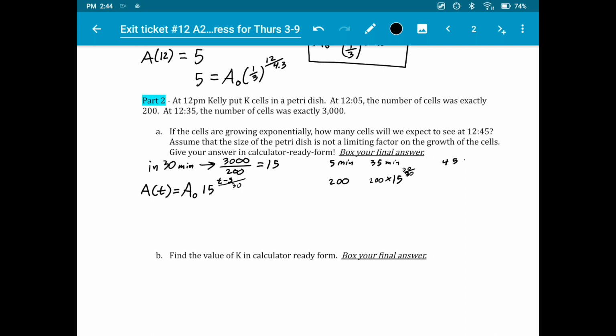After 45 minutes, which is what we're after, it would be 200 times our multiplication factor of 15 raised to the 40 minutes over 30, or 200 times 15 to the 4/3.